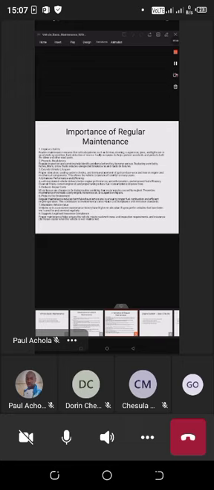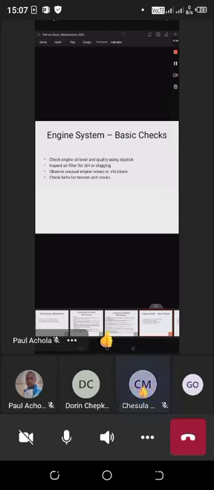The next slide is what we should check under the engine system. I hope you can see the screen. Jesula, are you with us? Under the engine system, number one, you should check the oil level and quality using the dipstick. You should also inspect the air filter for dirt or clogging. Also observe unusual engine noises or vibration. Also check the belts for tension and cracks.